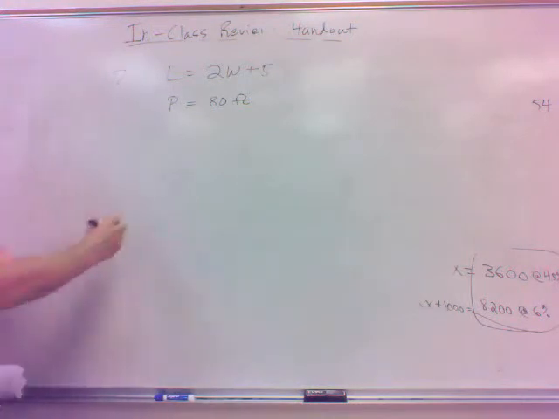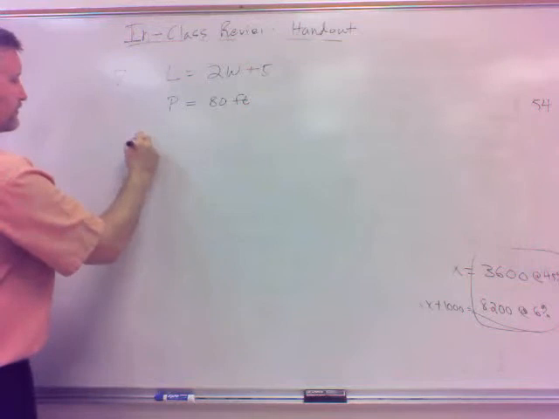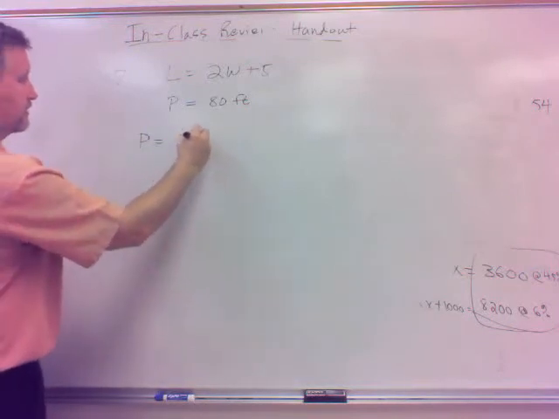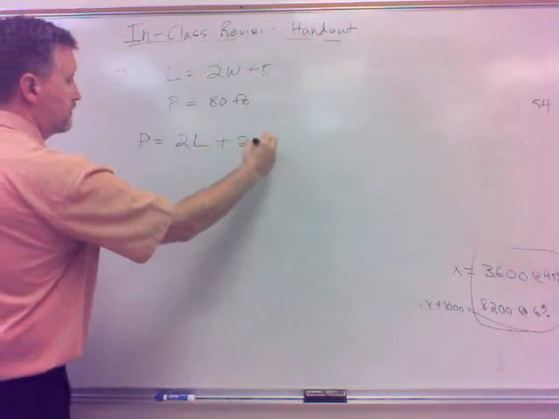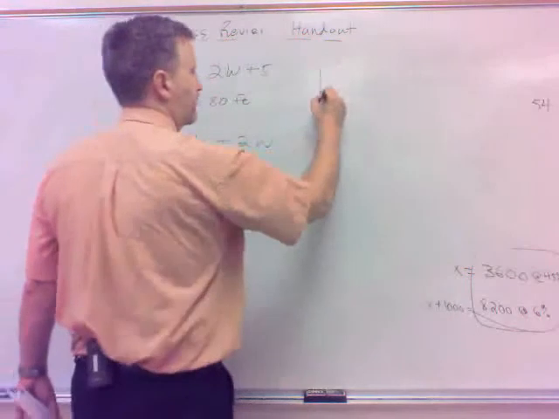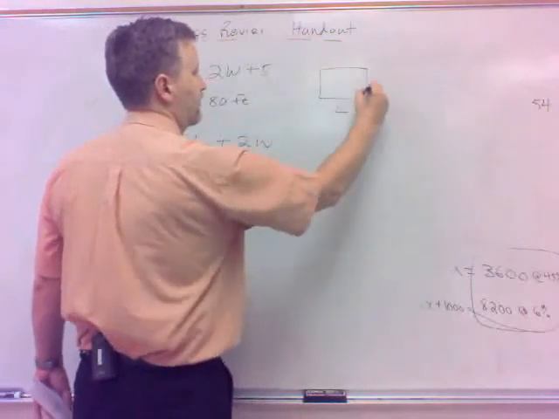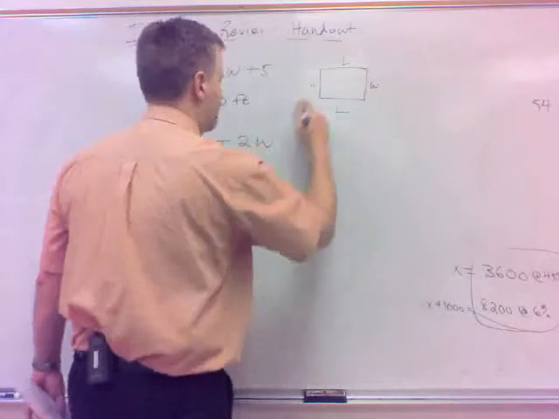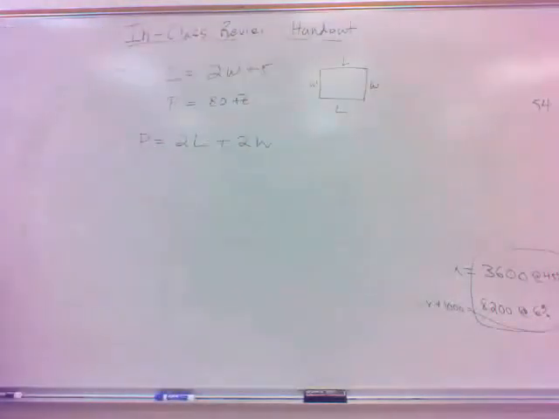Okay, well, perimeter, what you need to know there, formula is 2L plus 2W. Perimeter, you're just adding up all the sides. So in a rectangle, you've got L, W, so you got another L, another W, so you've got 2 L's and 2 W's. So it's 2L plus 2W is the perimeter of a rectangle.